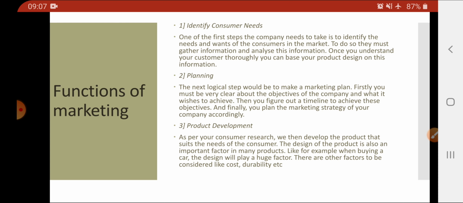Moving on to the third point, product development. In product development, you have to look at the design of the product. The design of the product is an important factor. Customers react to your product according to your design. For example, when buying a car, we just check out the look of the car, the design of the car. It plays a huge factor. So we have to develop the product accordingly.